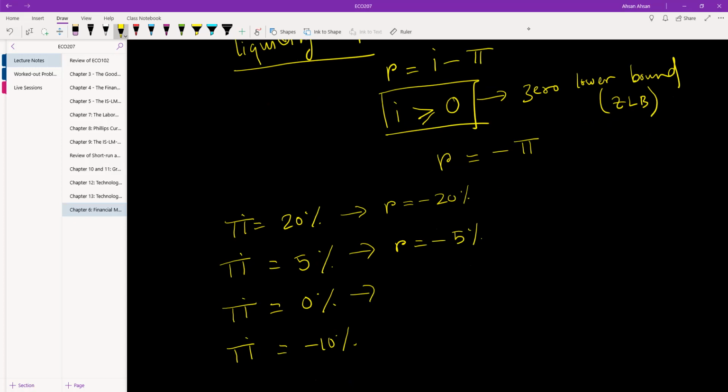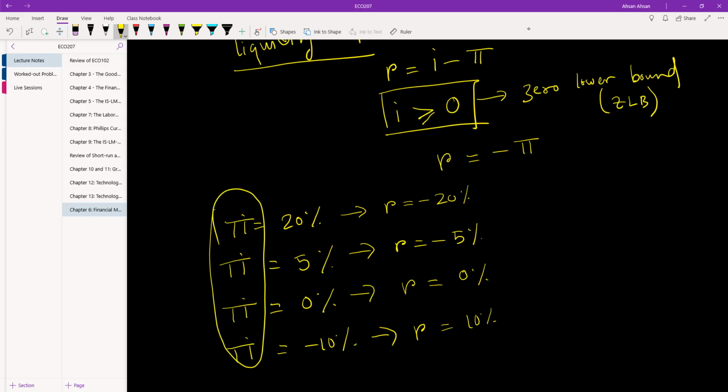Then the lowest that the real interest rate can go to is 0%. And in this case, if we have deflation, the lowest that the real interest rate can go to is 10%. And this is the problem. If we have deflation, the real interest rate cannot fall below 10%. And that means that monetary policy, depending on what level of inflation we expect in the economy, will face different levels of liquidity trap.